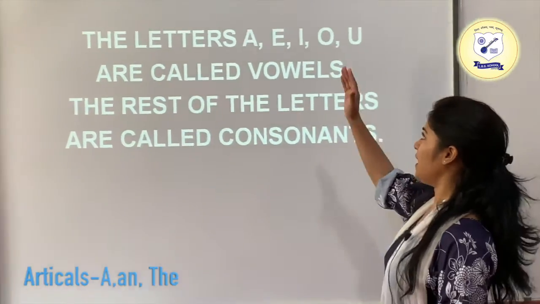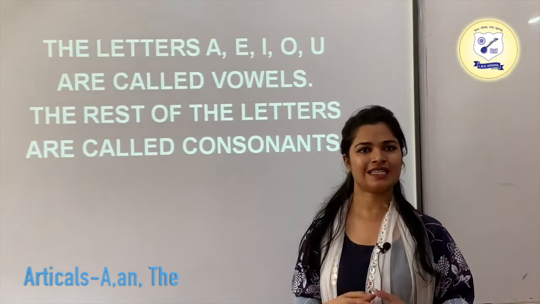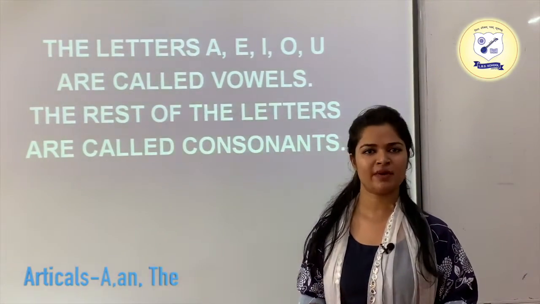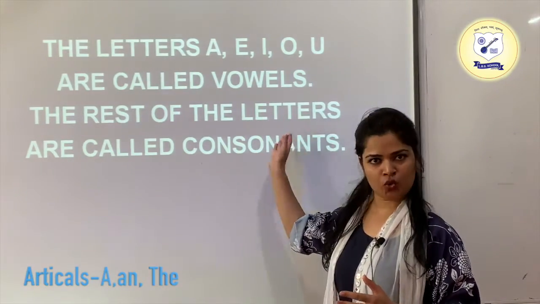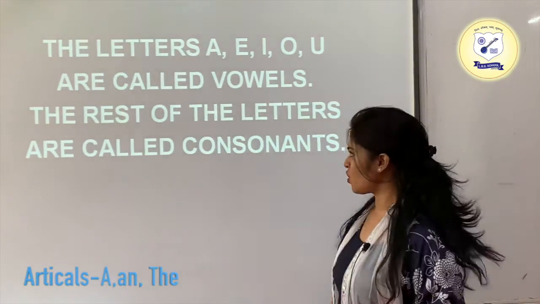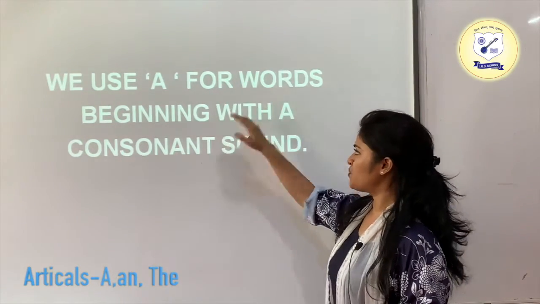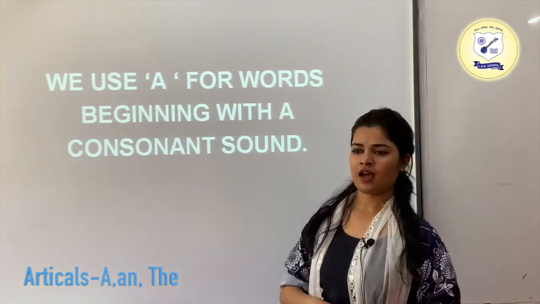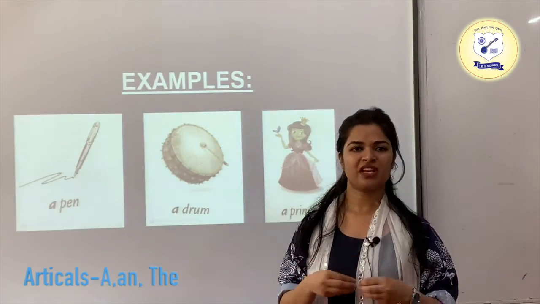Now the letters A, E, I, O, U are called vowels. As we know, we have 26 alphabets. Among those 26 alphabets, we have 5 vowels, which are A, E, I, O, U, and the rest of the alphabets are consonants. So we use a for words beginning with a consonant sound, and we use an for words which are beginning with a vowel sound.